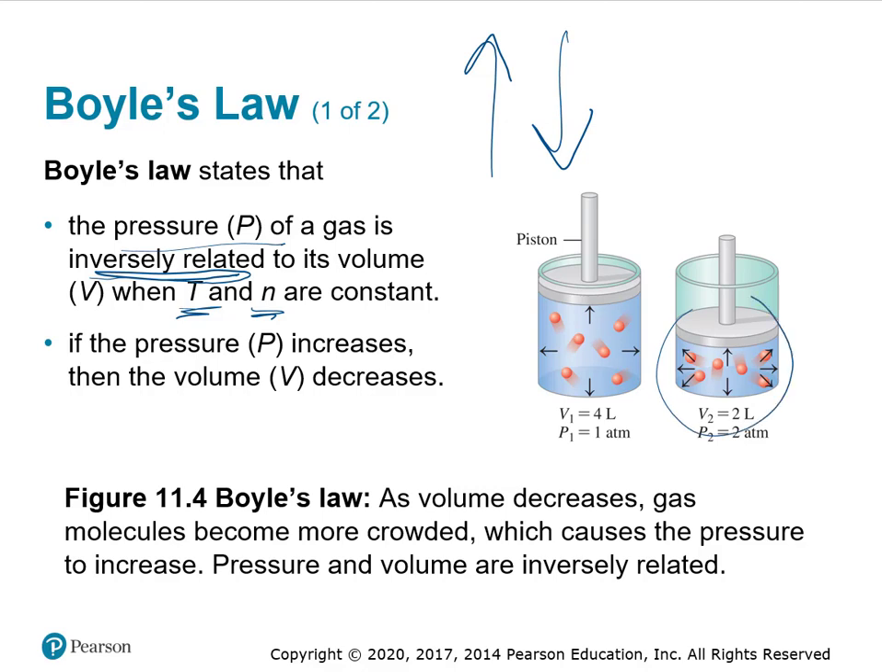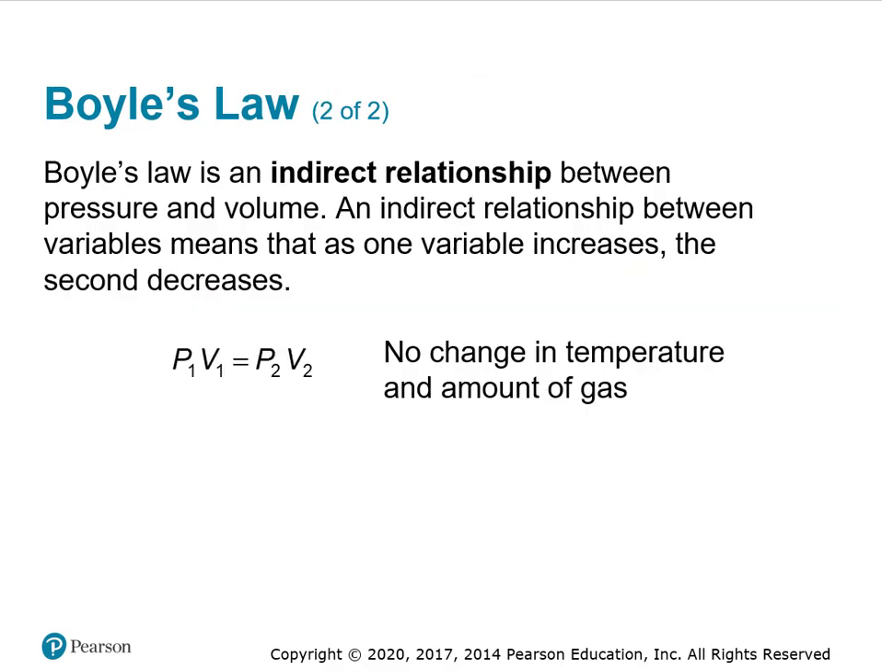And if you think about it and look at this picture, the volume has decreased. So those gas molecules are more crowded, which causes the pressure to increase. Because they're more crowded, those particles are hitting the sides of the containers at a greater frequency, which increases the pressure. This inverse relationship can be written like this: P1V1 equals P2V2. This will show us the change of one to the other.